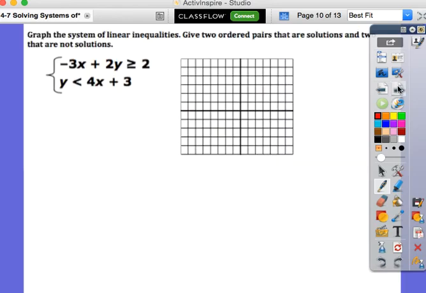Okay, let's do another one. All right, look at this one. What do you think we need to do before we start graphing? Solve. We're going to have to solve for y. Exactly. Okay, so let's take the negative 3x plus 2y greater than or equal to 2, and let's solve it. What would we do first? Add 3x. Very good. Add 3x to both sides.